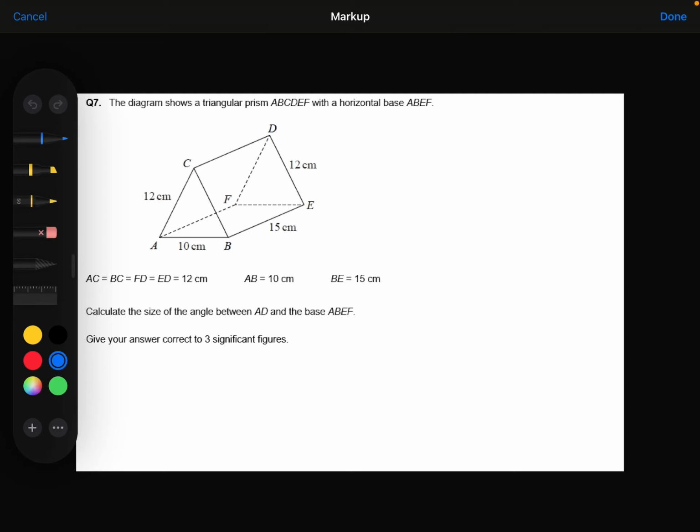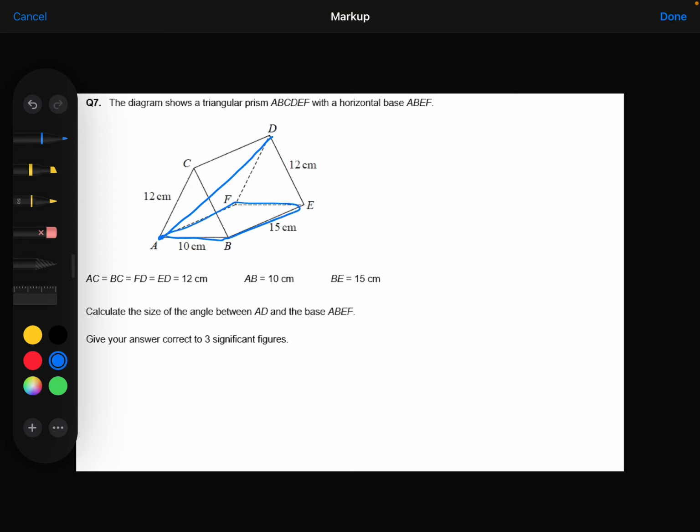Here we have a triangular prism. The dimensions have been given to us, and we need to calculate the size of the angle between AD and the base ABEF.